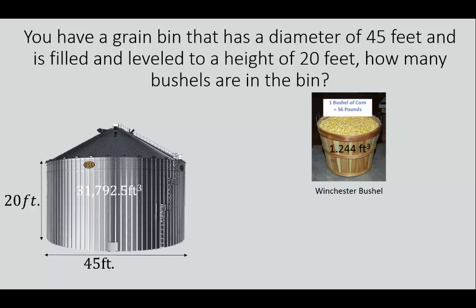Our bin measurement is 31,792.5 cubic feet. So we divide that by 1.244 cubic feet per bushel to see how many bushels it is holding. And we get a total of 25,556.7 bushels.